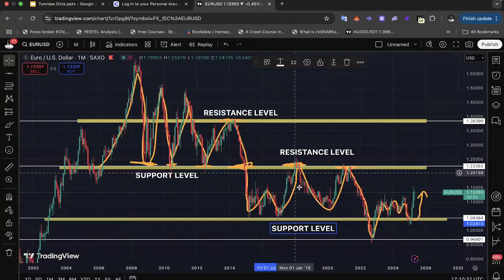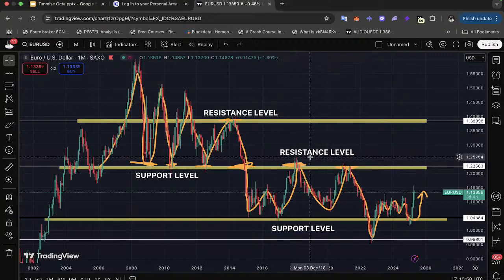Okay, so this is what we have in the higher time frame, this monthly time frame. Now when we look closely at the most recent times, we can see here how price has been consolidating at this level.